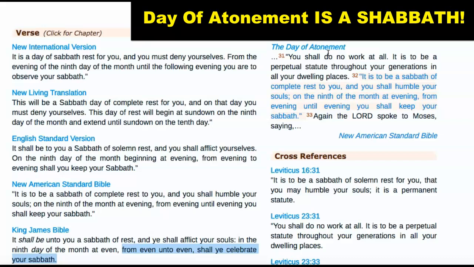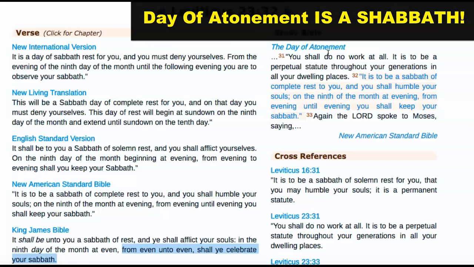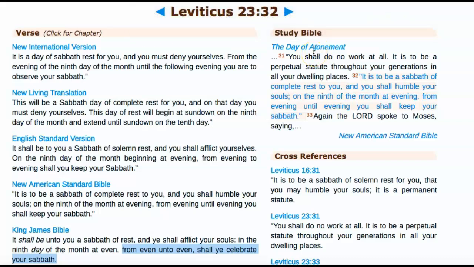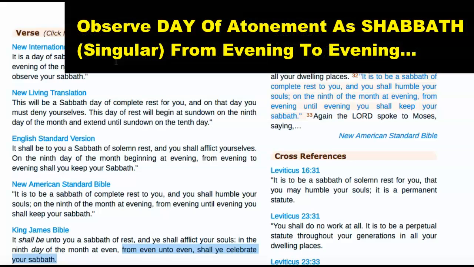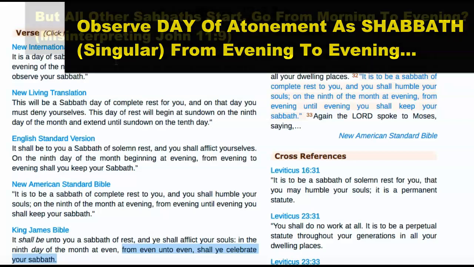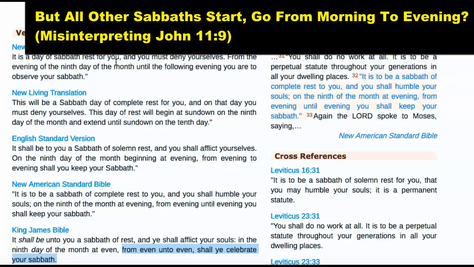So when some say that the Sabbath is from morning to evening, all right, but the Day of Atonement, according to Scripture itself, the Day of Atonement is a Sabbath, and Yahuwah our Father tells us that we are to observe it from evening to evening. Why would Yahuwah tell us to only observe the Day of Atonement, which is a Sabbath, by the way? Why would he tell us to only observe this one from evening to evening, but all the other Sabbaths, oh, just kidding, now observe those from morning to evening? It doesn't make any sense.